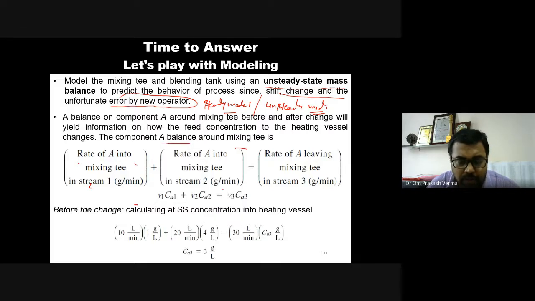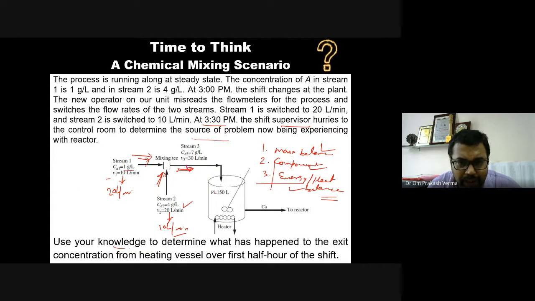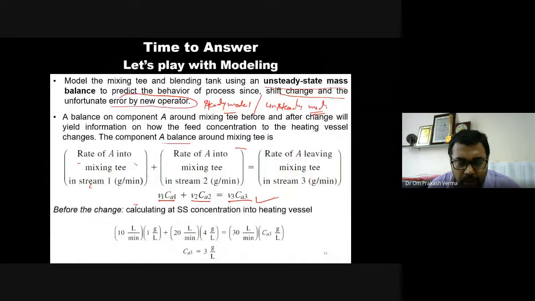So V1 CA1 for stream 1, V2 CA2 for stream 2, equal to V3 CA3. This is the component balance, simple. You can put in the values: 10 liters per minute times 1 gram per liter. V2 is 20 liters per minute. This is before, at steady state. Before changing, this was the condition.